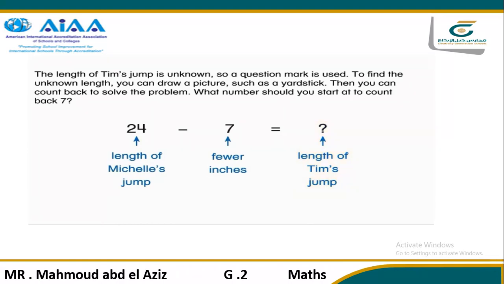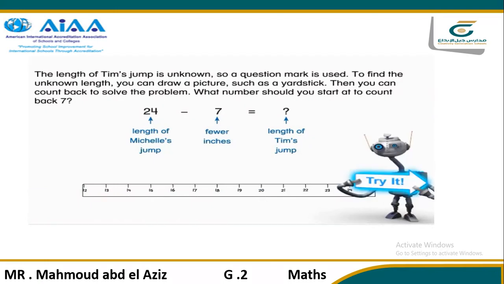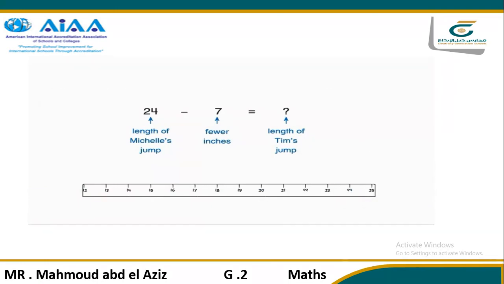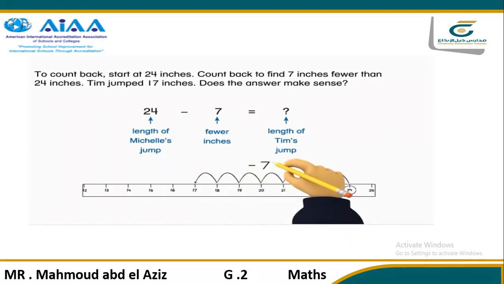To find the unknown length, you can draw a picture, such as a yardstick. Then you can count back to solve the problem. What number should you start at to count back 7? To count back, start at 24 inches. Count back to find 7 inches fewer than 24 inches.